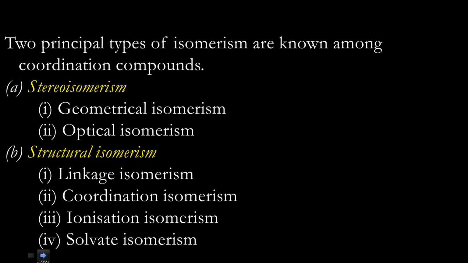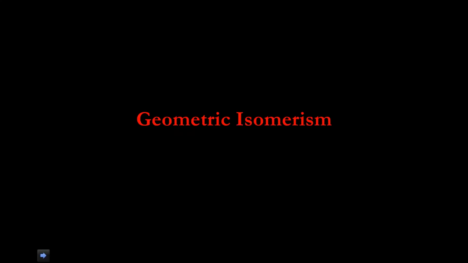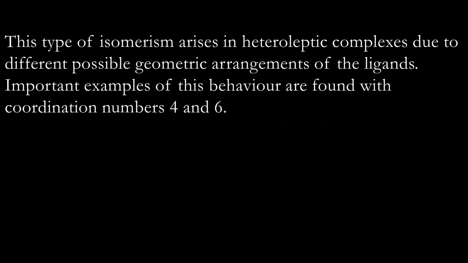Solvate isomerism is actually similar to ionization isomerism. But in this case, it will be H2O which will be used as a ligand. H2O or any other solvent. Not a tough one, easy. Geometrical isomerism, the cis and trans we have already talked about. This type of isomerism arises in heteroleptic complexes. Obviously, it cannot arise in homoleptic, because homoleptic will have all the same ligands. Heteroleptic will have different types of ligands.